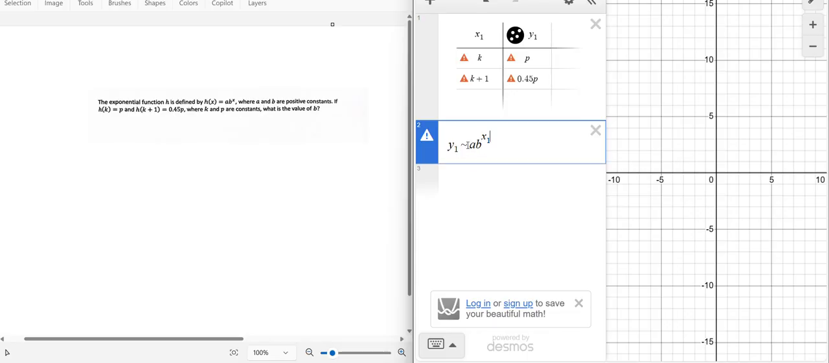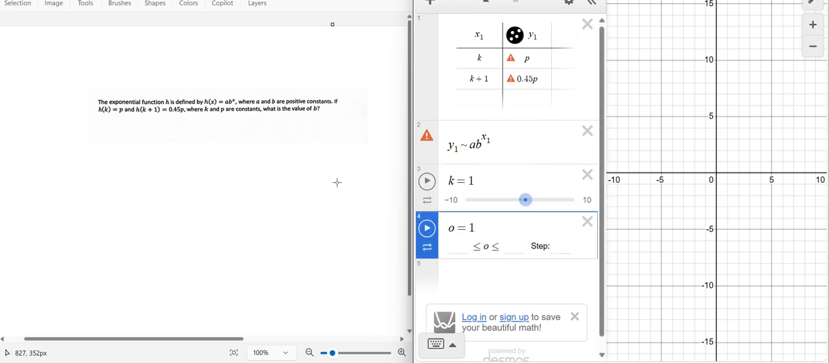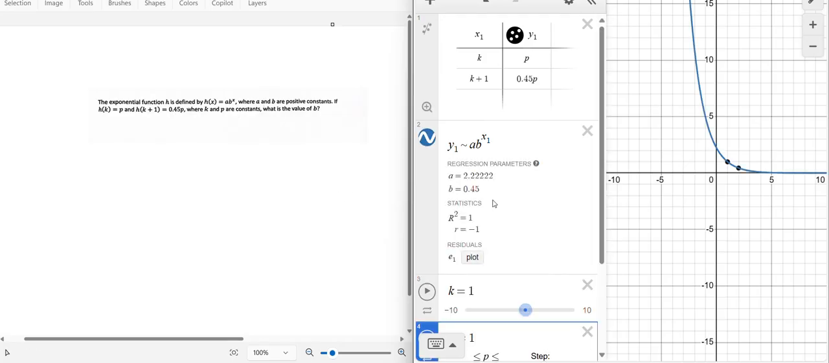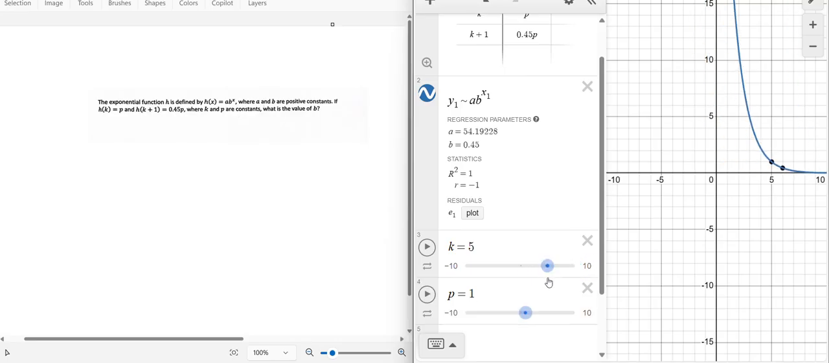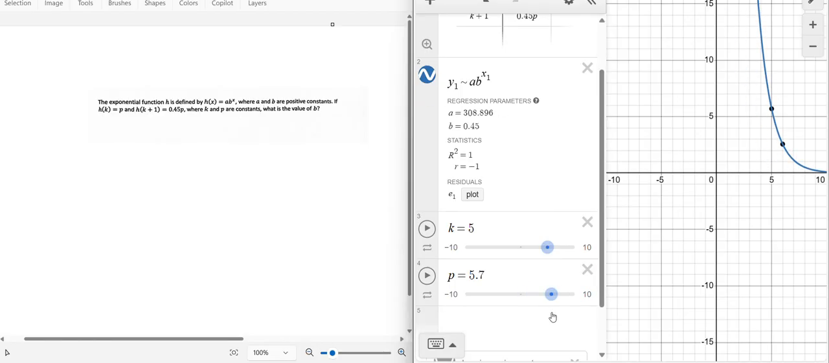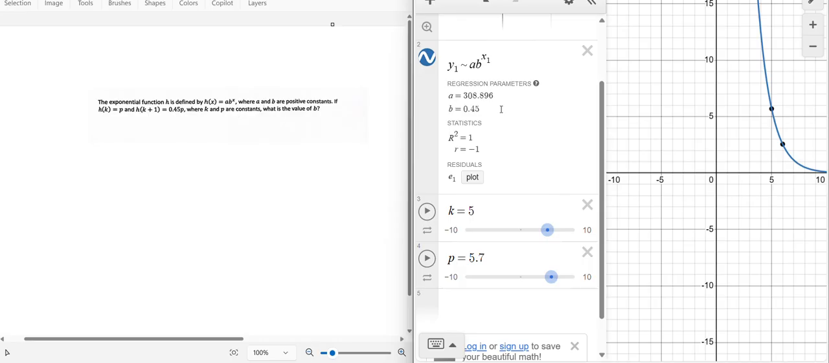Then ab^x1. Simply we just copied it. What the question has said is that k and p are constants, so we'll write k = 1 and p = 1, because we can put any constant here. If you put k equals 10, 9, anything, and similarly for p any number, you can see that b is neither decreasing nor increasing, it stays at 0.45. So what we need to understand from here is that the value of b is 0.45.